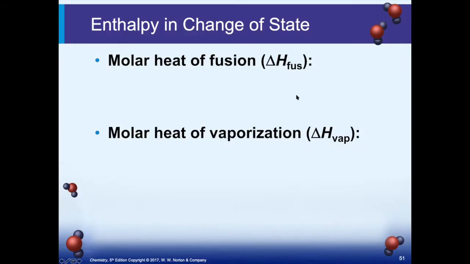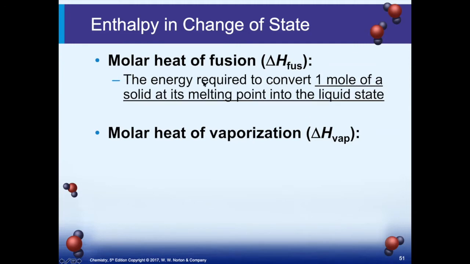Those delta H values that you saw, for example, on the water chart, or that we defined earlier, we're going to use those in calculations. So that's what this part of the presentation is all about. These have special names. The enthalpy change for the process of melting something, or fusion, we call the molar heat of fusion.